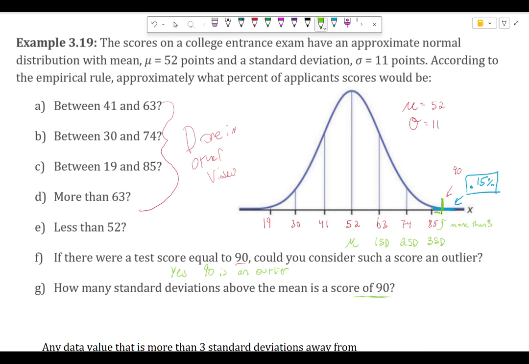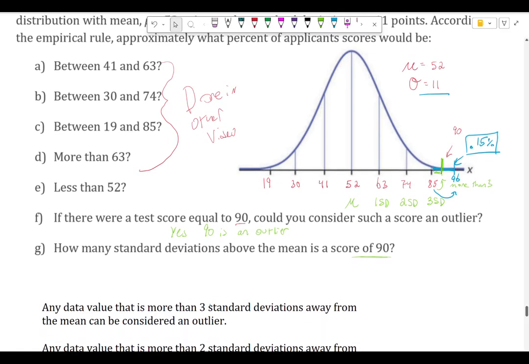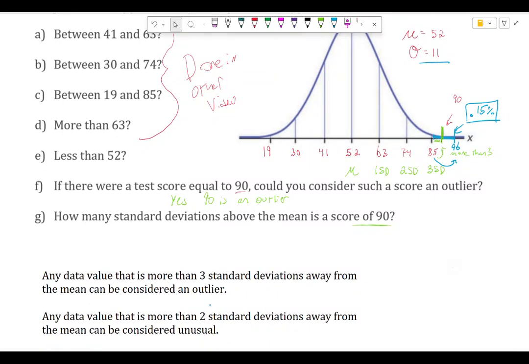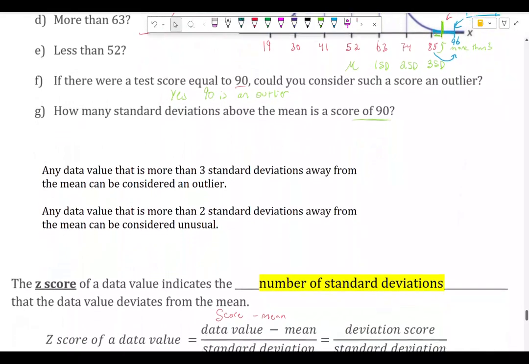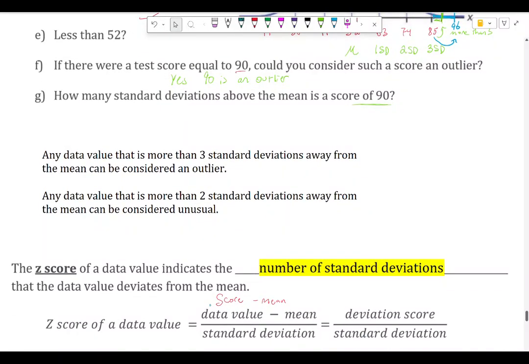That's where this idea of a z-score comes from. It's not 4. If it was 4 standard deviations above the mean, it would be a score of 96. But it's not 96, it's between 85 and 96, so it's somewhere between the two. What we can do is figure out the number of standard deviations by using the z-score formula. And that's what we're going to do with this.